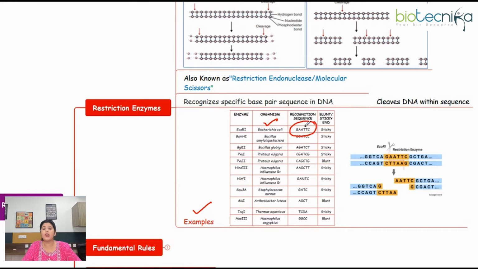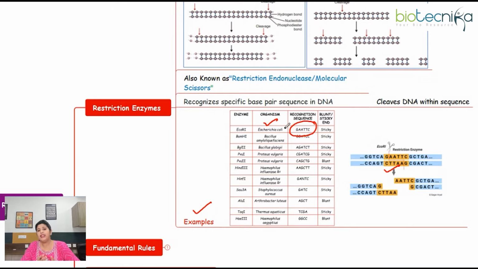They basically recognize palindromic sequences, that is, sequences which read the same if you read them from 5' to 3' on both the strands. So here you can see that EcoR1 is recognizing GAATTC, and it cleaves within its specific recognition sequence.